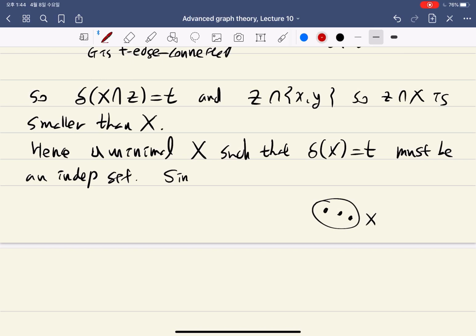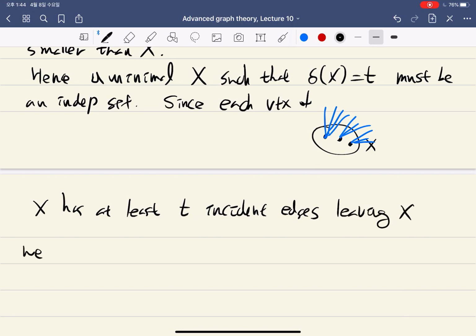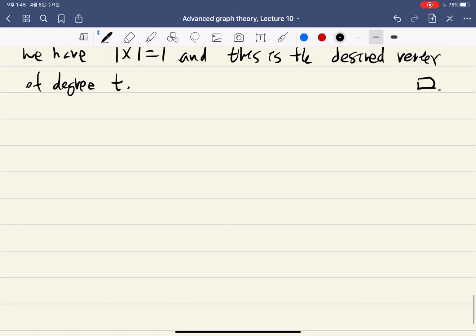What if it has more than one vertex? We know that each vertex has degree at least t, because it's a t-connected graph. Each vertex of X has at least t incident edges leaving X. We have |X| is 1, because the number of edges leaving here is the size of X times t, and we assumed that this is t. That means |X| is 1, and this is the desired vertex of degree exactly t. So this proved the lemma.